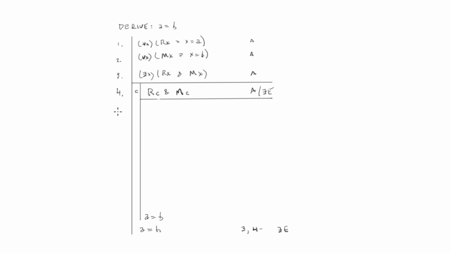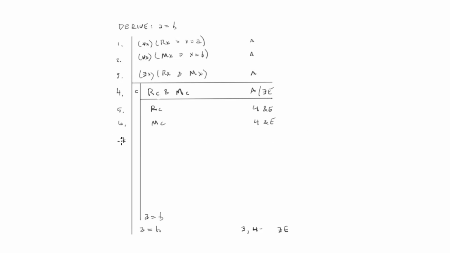So let's go ahead and finish this proof. Our goal is to get to the identity statement A equals B. So what we're going to do now is just break apart the conjunction on line 4. RC and MC come from line 4 by ampersand E. Both of them come from line 4 by conjunction elimination.